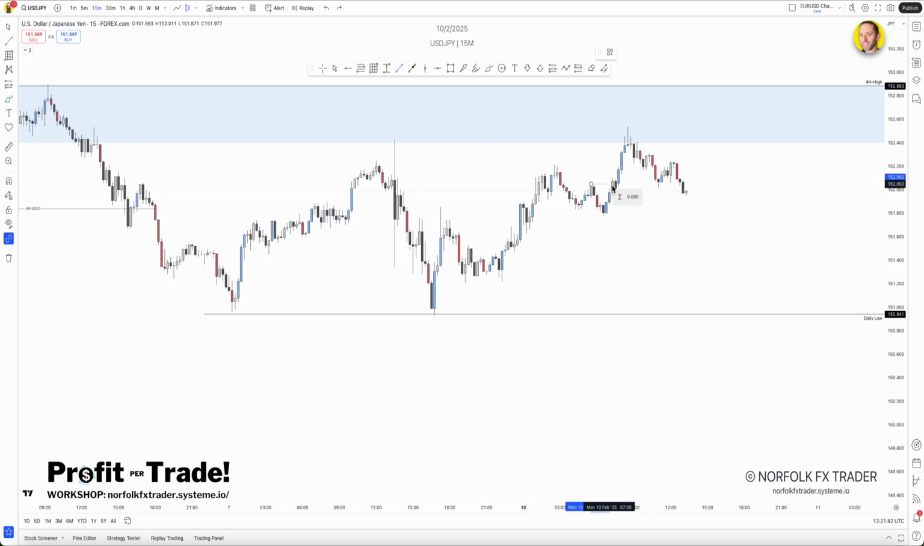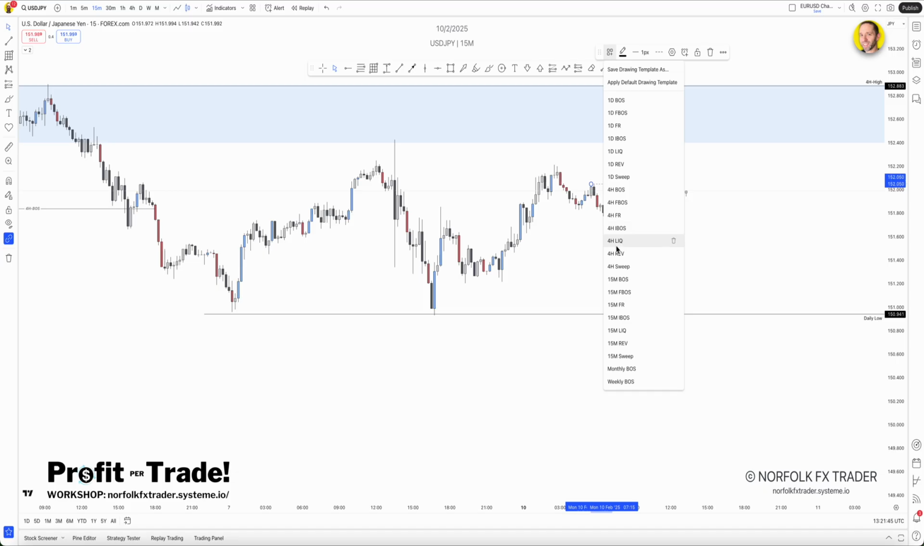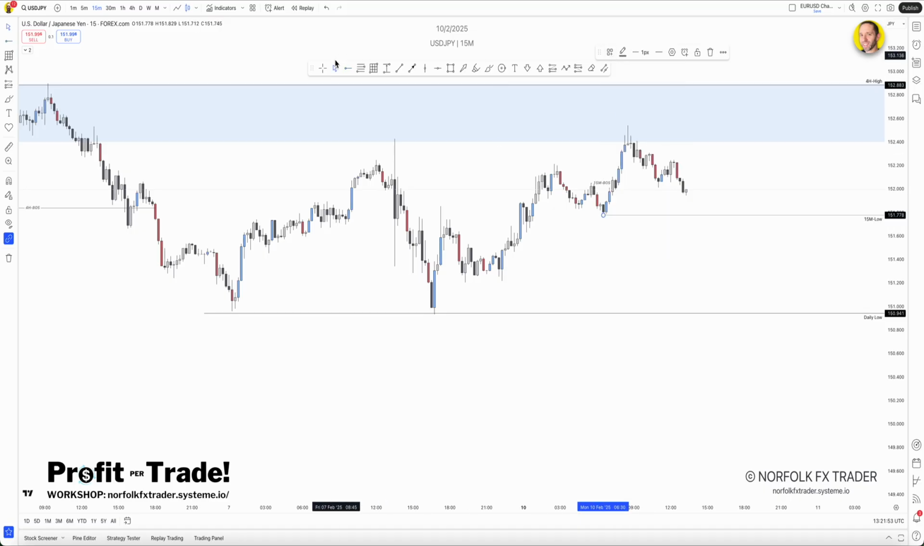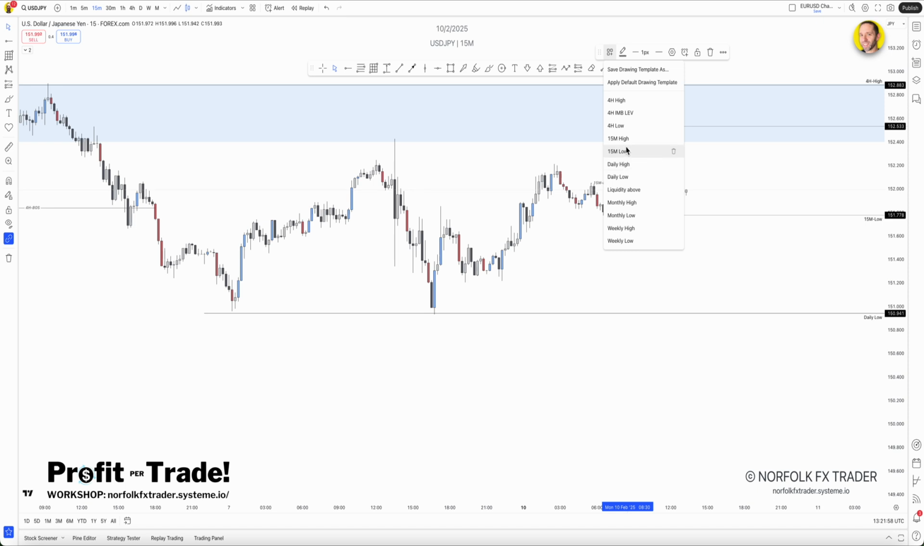You understand that this is your last break of structure. Once you've got this marked out, you continue going from this area. You don't need to worry about going back in time because now you've got it all marked out. There's your 15 low, and this becomes your 15 high in the market.